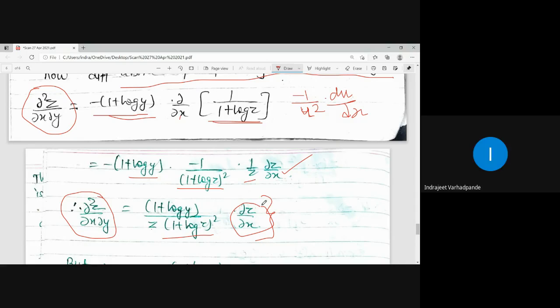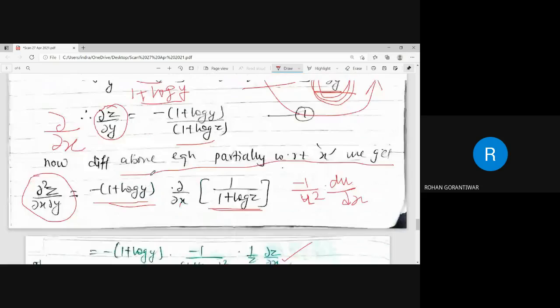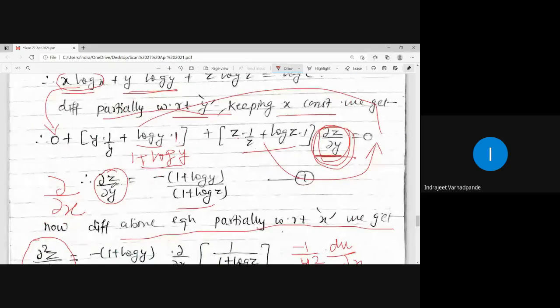Do we have the value for del z by del x? No, sir. We have calculated the value for del z by del y. What did it come to? Minus times 1 plus log y upon 1 plus log z. So similarly, del z by del x will be, only here, minus times 1 plus log x upon 1 plus log z, because the rest of the process is going to remain the same, right?